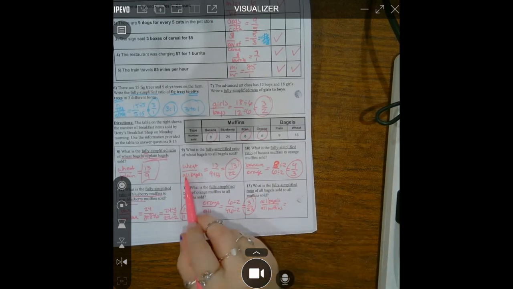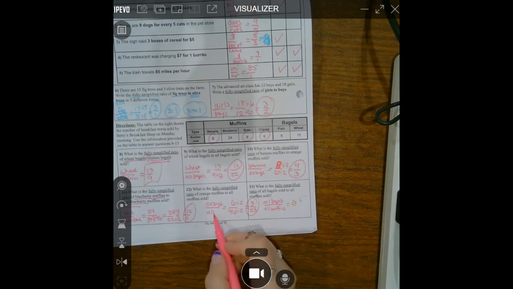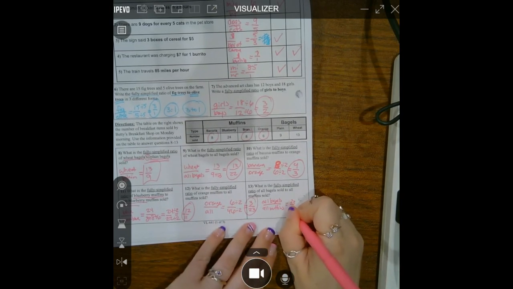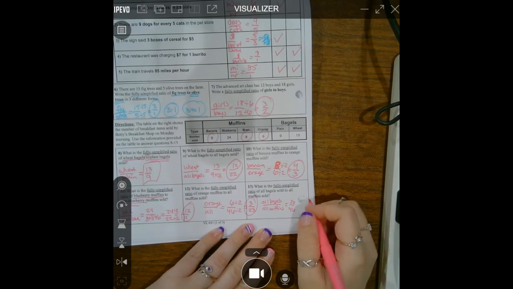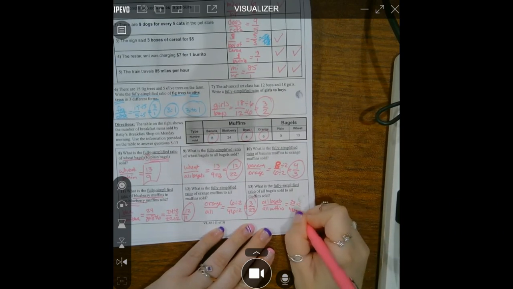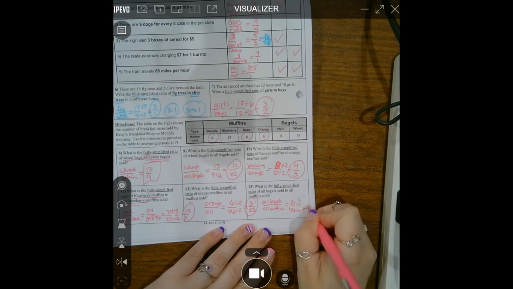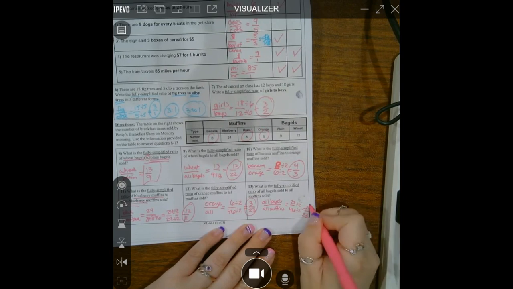Okay, well, all bagels we already did up here. We said was 22. And all muffins, we said right here, was 46. So what can go into 46 and 22? Yeah, they're both even, so 2 can. And on top, 22 divided by 2 is 11. And on bottom, that reduces to 23. Can it reduce any more? Nope, you're done.